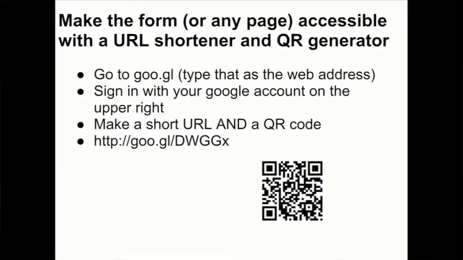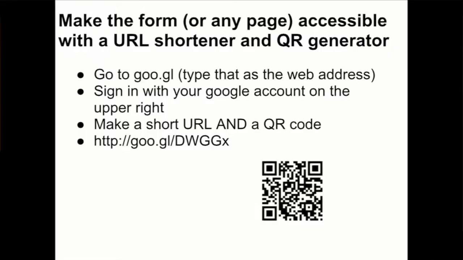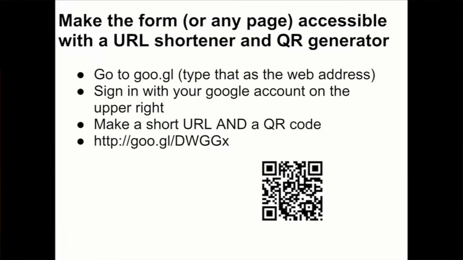One really important thing, if students will be accessing this on a portable device, is to make it accessible using either a QR code generator or a URL shortener so that they don't have to type in a really, really, really long address to do that. And so I've given some information here on exactly how you can make short URLs and QR codes at the same time, and then the student uses the device, points it at the QR code, and it takes them right to where they need to be. Yes.